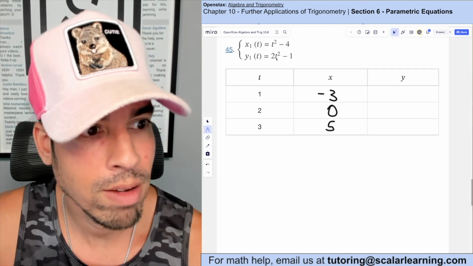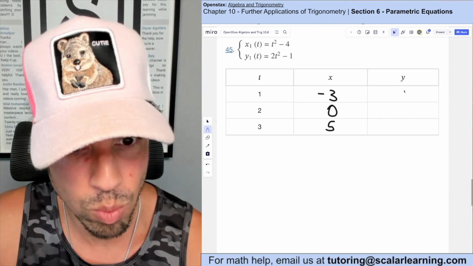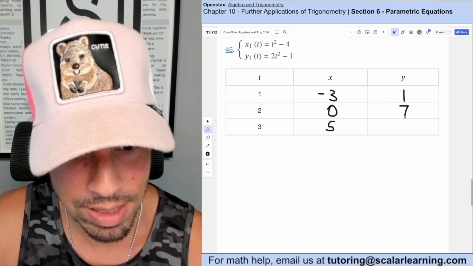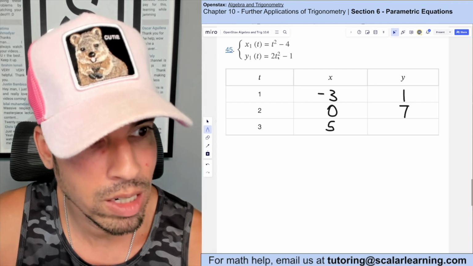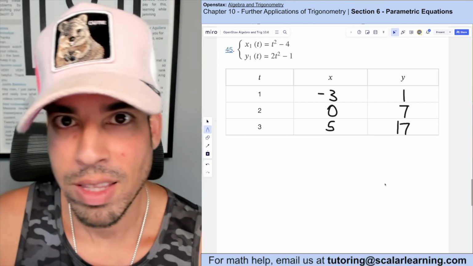For the corresponding y values, I'm going to plug in 1 for t. 2 times 1 squared is 2, minus 1 is 1. Then I got 2 squared is 4, times 2 is 8, minus 1 is 7. Last but not least, 3 squared, 9, times 2 is 18, minus 1 is 17. So that's how you do it.